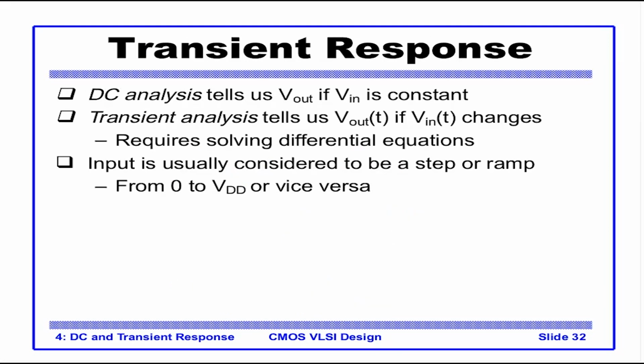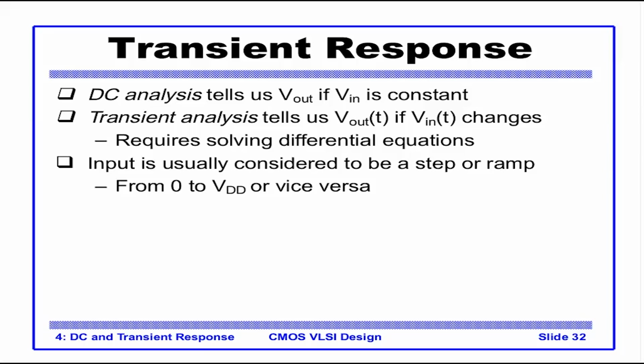So DC analysis told us what happens to V out if V in is constant. The transient analysis is very important. That will tell us what happens when V in changes, how fast or how slow does V out change. Go back to the RC circuits. The RC or the RL circuit is nothing but a first order differential equation. Similarly, we would have a differential equation here.